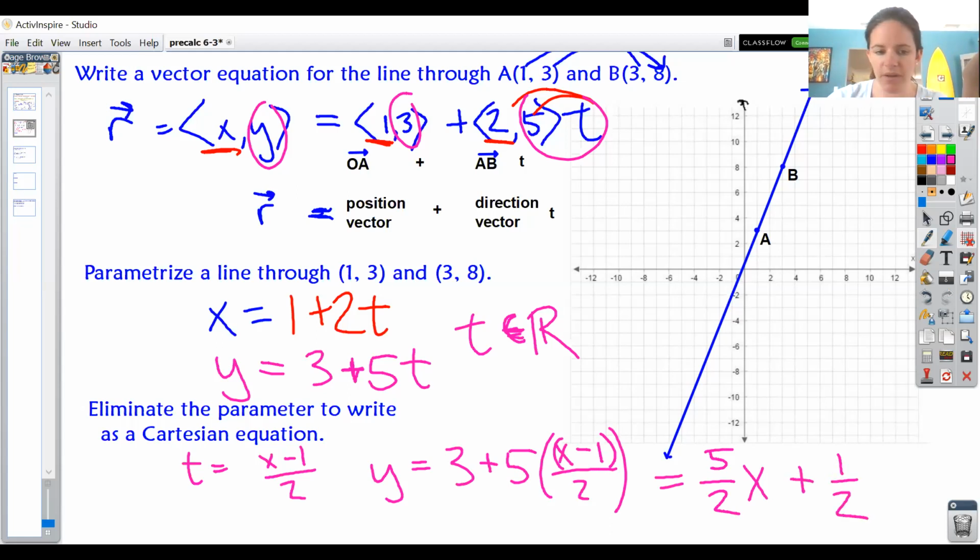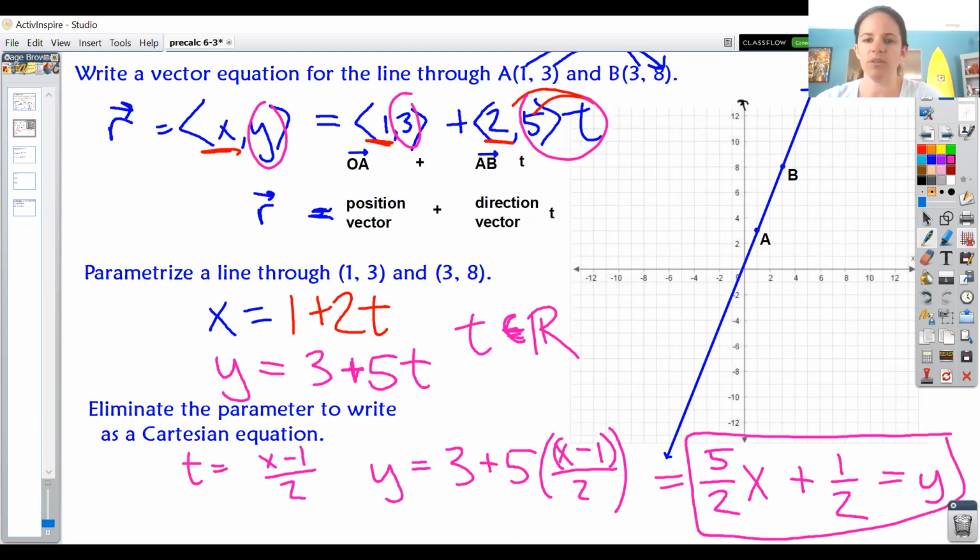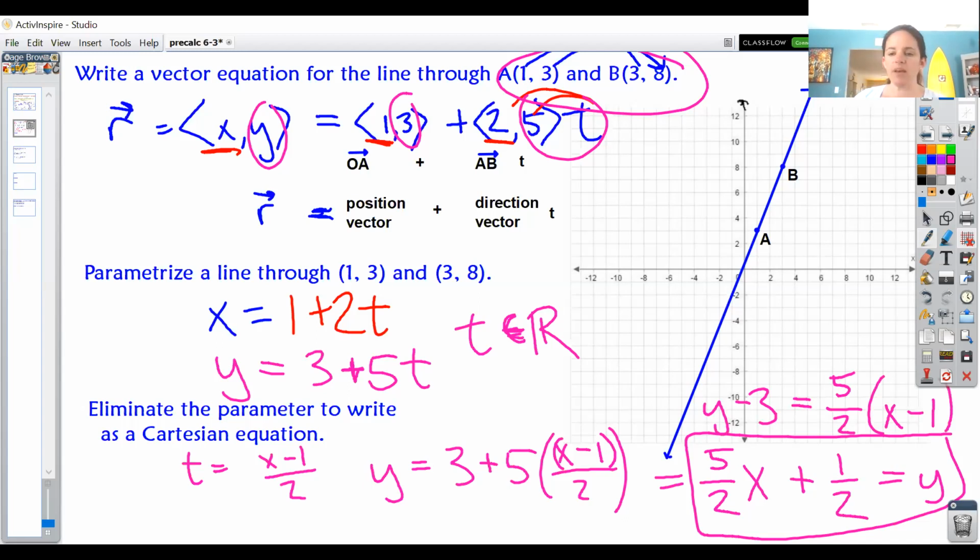And that does match what my graph shows. Notice I could have also gotten this Cartesian equation simply by taking the points and writing it in point slope form. y minus 3 equals, find the slope between the points, which ends up being 5 halves, times x minus 1. Notice how they're related, especially the point slope form is related to the vector form of the equation.